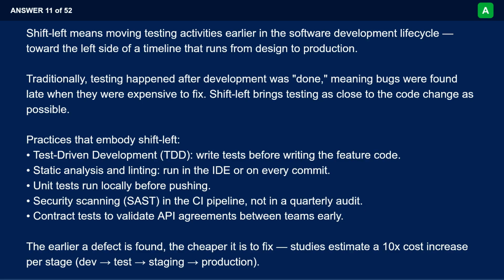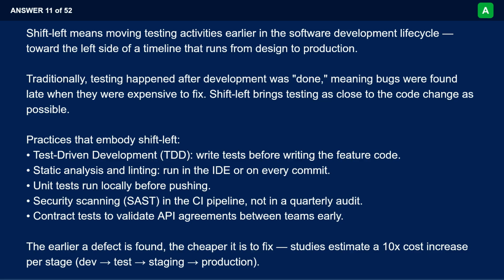Practices that embody shift left: test-driven development, TDD, write tests before writing the feature code. Static analysis and linting run in the IDE or on every commit. Unit tests run locally before pushing. Security scanning, SAST, in the CI pipeline, not in a quarterly audit. Contract tests to validate API agreements between teams early.